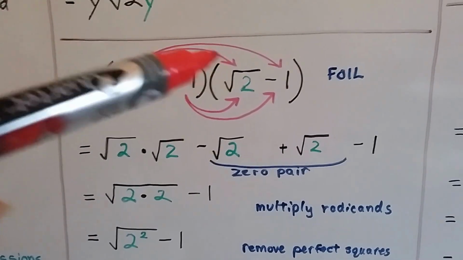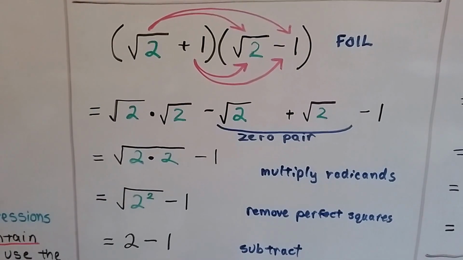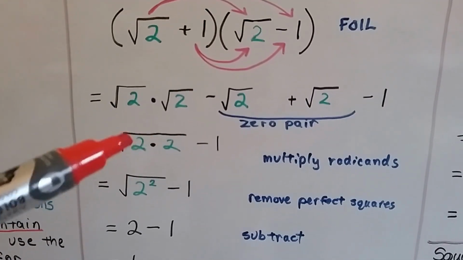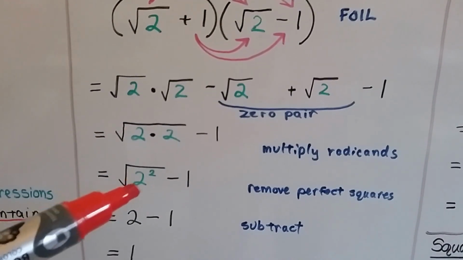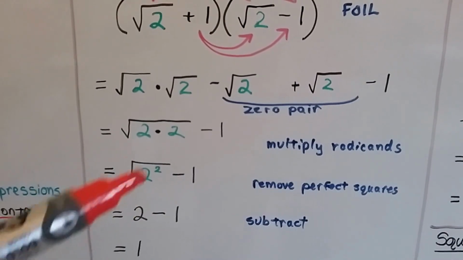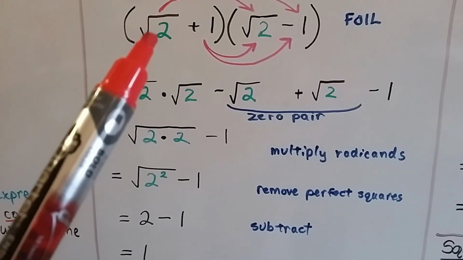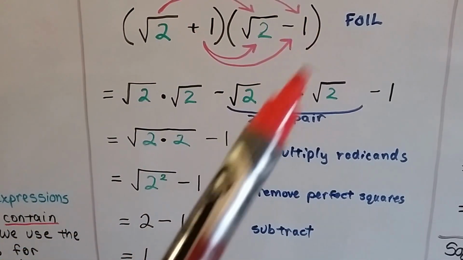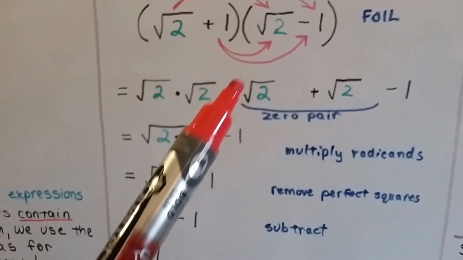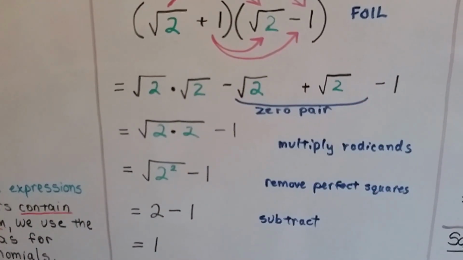See? We can also FOIL. We can do the first, outer, inner, last, just like we did with binomials. This would give the square root of 2 times the square root of 2, which we can write under one radical sign, and that would be 2 squared, or a 4, and the square root of 4 is a 2, isn't it? And it's going to give us square root of 2 times a negative 1, which gives us a negative square root of 2, and a positive 1 times square root of 2, which gives us a positive square root of 2, and a positive 1 times a negative 1 gives us a negative 1.